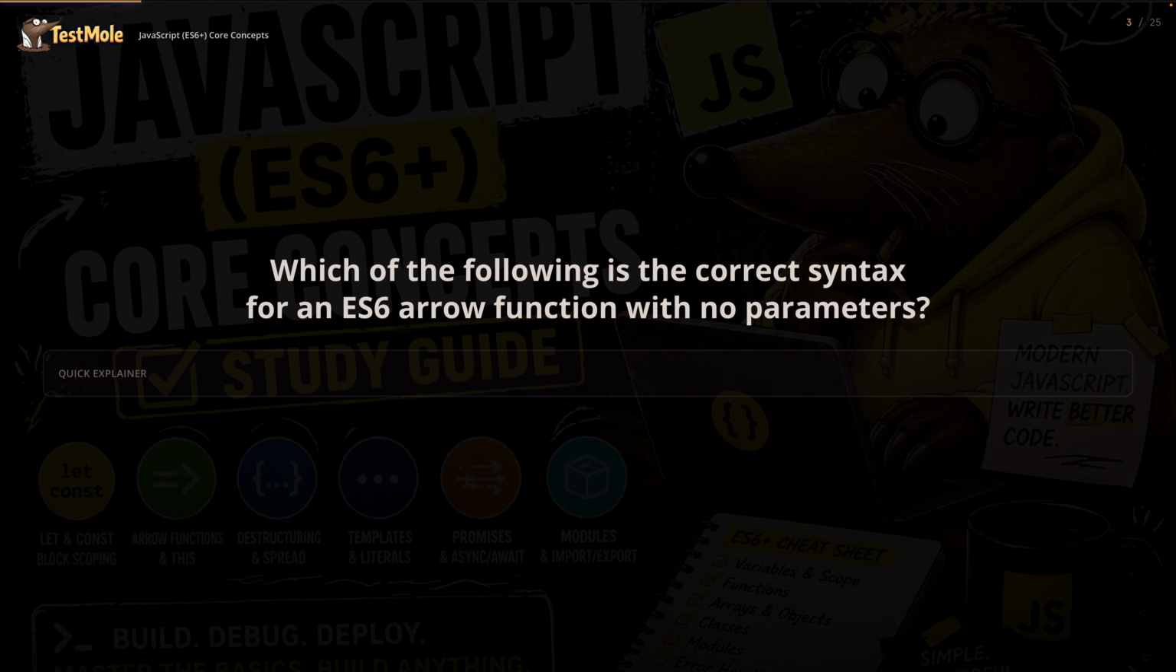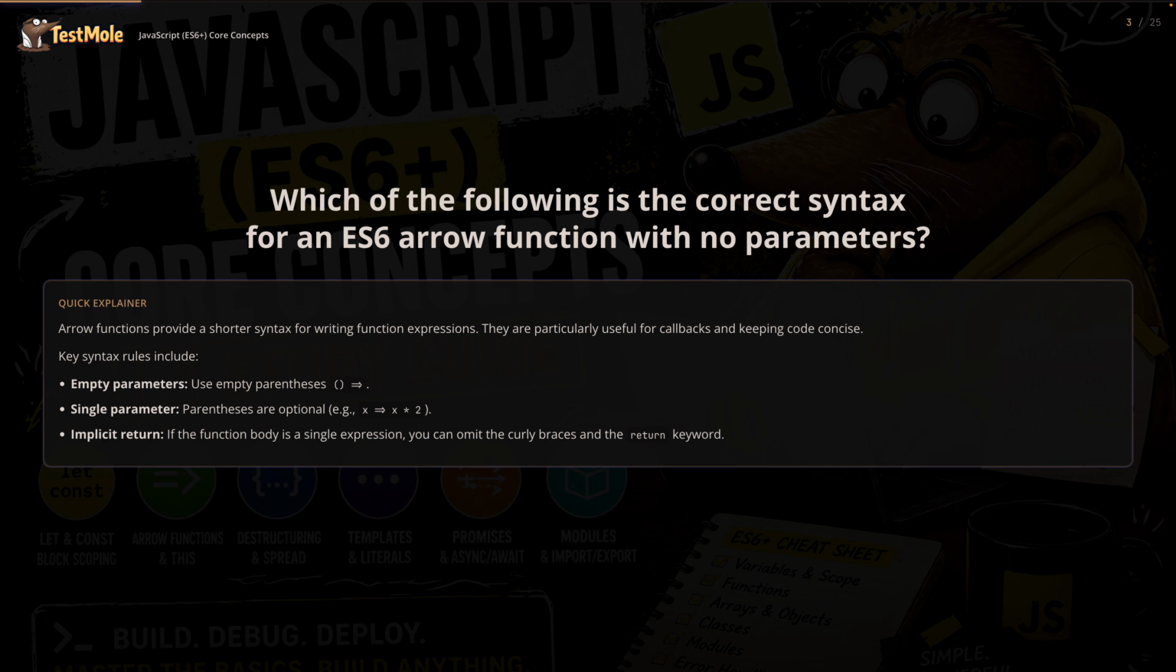Which of the following is the correct syntax for an ES6 arrow function with no parameters? Arrow functions provide a shorter syntax for writing function expressions. They are particularly useful for callbacks and keeping code concise. Key syntax rules include: empty parameters, use empty parentheses. Single parameter, parentheses are optional, e.g., x => x * 2. Implicit return: if the function body is a single expression, you can omit the curly braces and the return keyword.